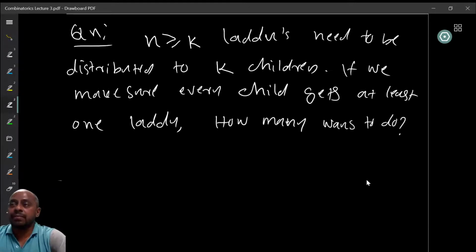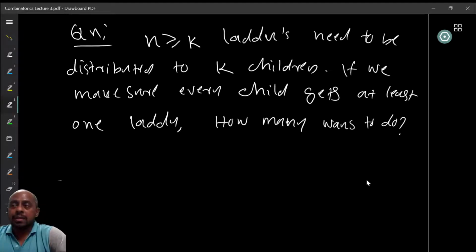Now, we have enough ladoos so that we don't have to be very selective. So we can say that every child is going to get at least one laddu. That I will guarantee. Everybody will get at least one laddu. Then how many ways can you give the laddus to the k children? That is the question. Even though I said everybody gets at least one, I did not say everybody will get an equal number of laddus. But at least if you get one, you can be happy. So we will make sure that everybody gets at least one.